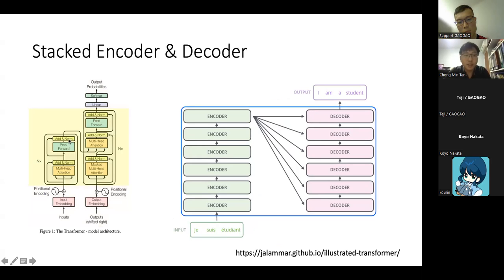Okay, so this block is actually repeated many times. You can see this Nx over here stands for n times. It just means n times of this block. This block is repeated n times, n encoder blocks and n decoder blocks.